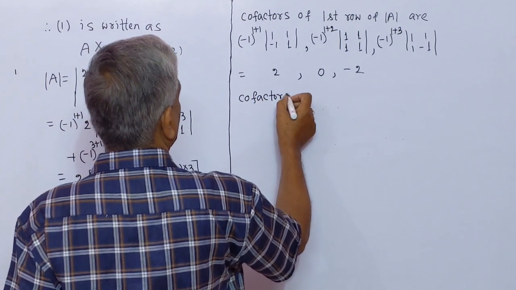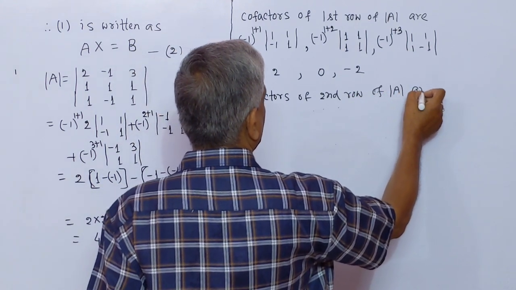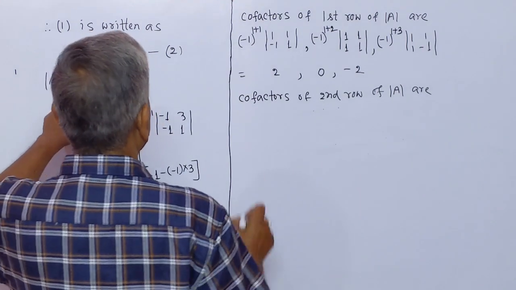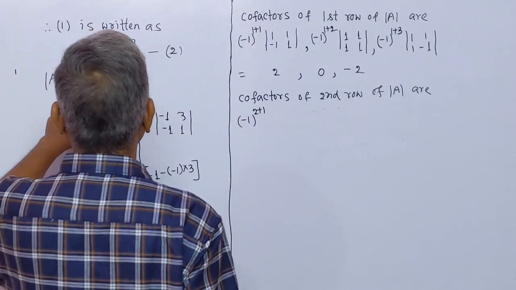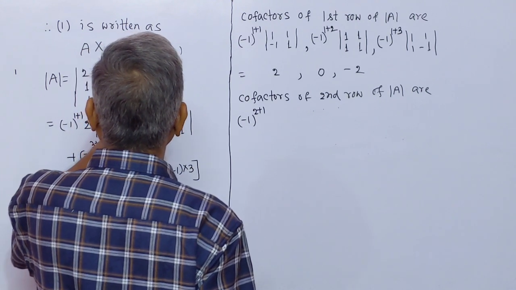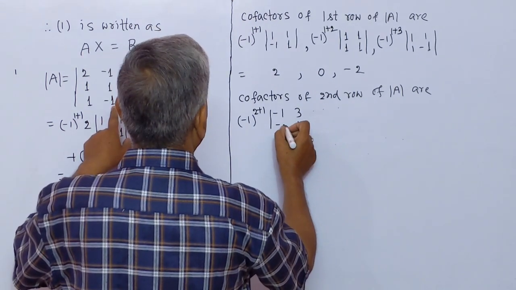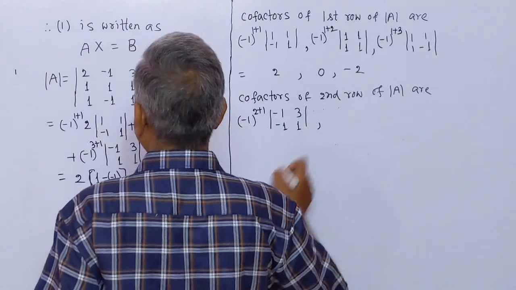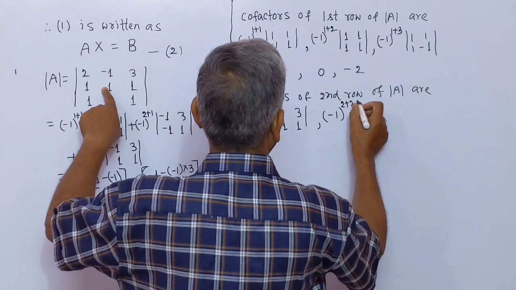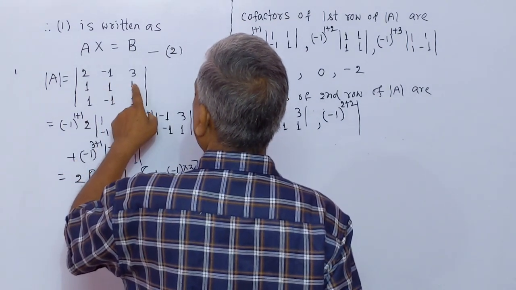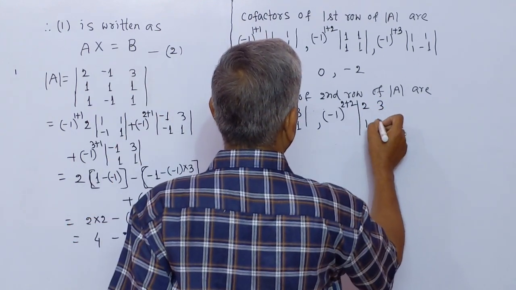Cofactors of second row of determinant A are: second row. This is in the position 2 1. Minus 1 to the power 2 plus 1. This column cancels. This row cancels. Minus 1 3, minus 1 1. Comma. Cofactor of 1. This is in the position 2 2, 2 plus 2. So this row cancels. This column cancels. 2 3, 1 1.